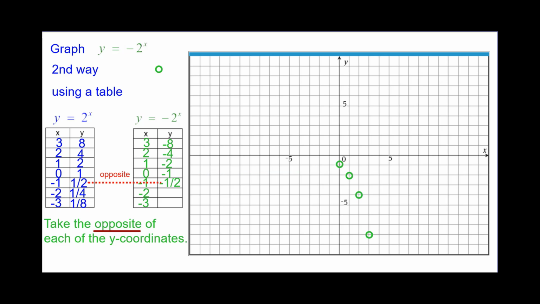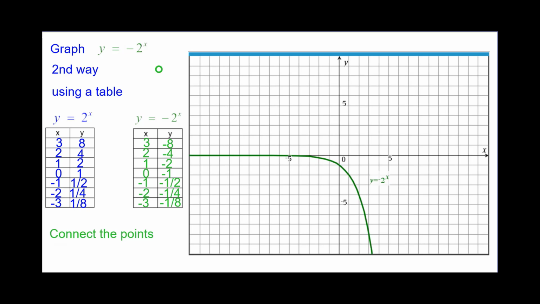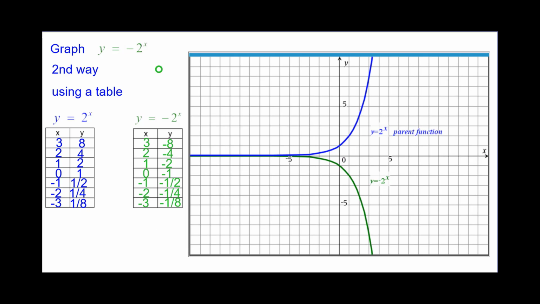Now we're going to get some fractions here. So negative 1 comma negative a half. Negative 2 comma negative a fourth. And negative 3 comma negative 1/8. Again, we'll go ahead and connect the points. And you can see there's the asymptote at y equals 0, or the x-axis. And comparing that to the parent function, again, you can see that the graphs are reflections about the x-axis.